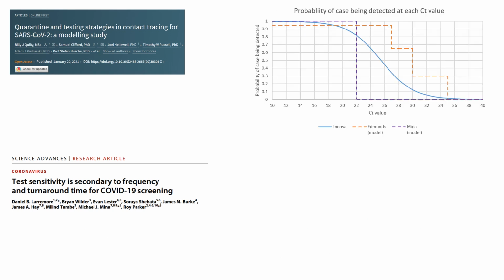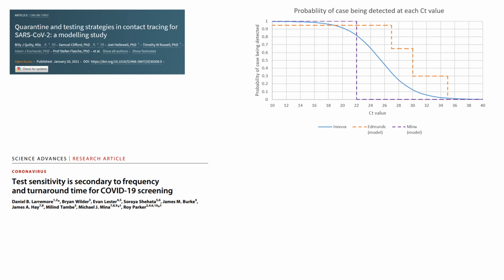Now, as I said at the beginning, we've been using models rather a lot to make our policies in the UK, and there are 2 models I want to talk about and show how they map onto this. We've got a model from John Edmunds' group, the Billy Quilty paper, which has been used by the department, and then there's another famous model from Michael Mina's group with Daniel Larremore, which has come up with this finding that test sensitivity doesn't matter very much. So with any model, we want to see, do they actually match with reality?